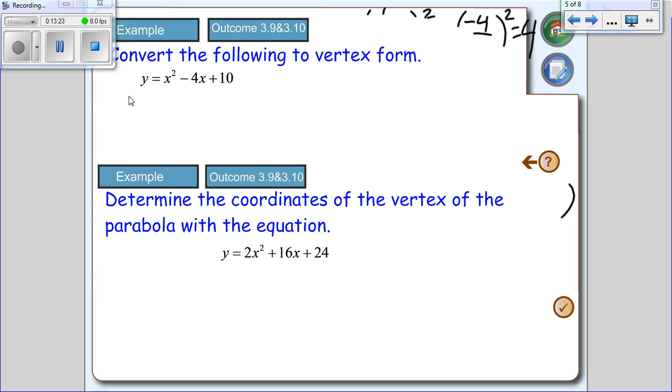If a question's ever this easy, crap. Questions aren't going to be this easy. The question most likely would be, what is this in vertex form? Then you have to change it.